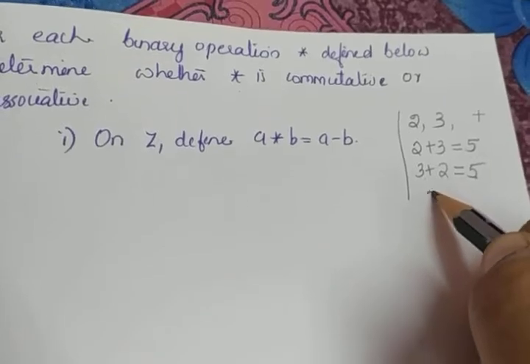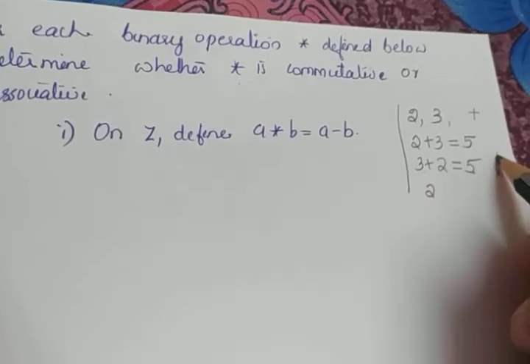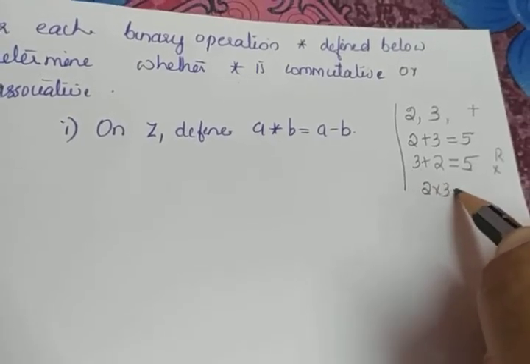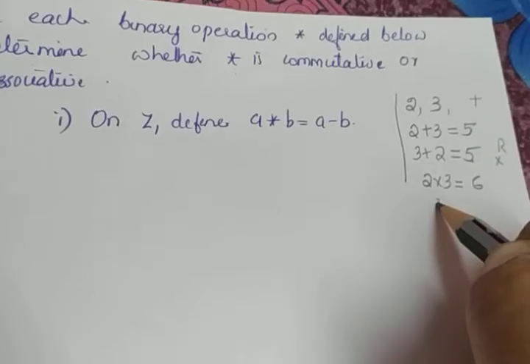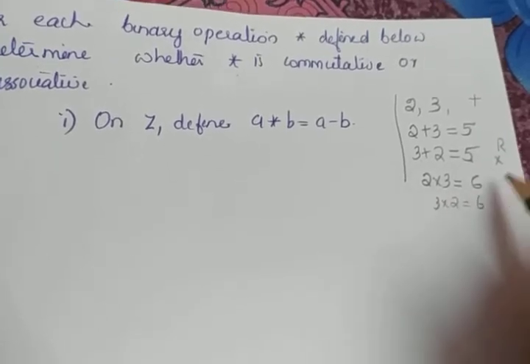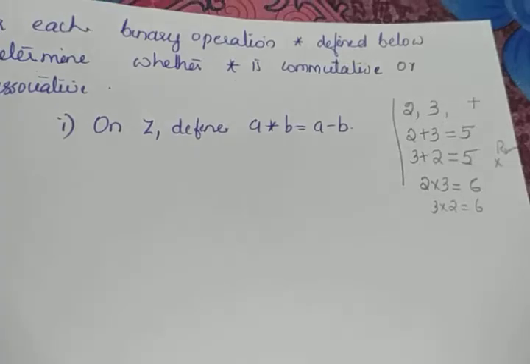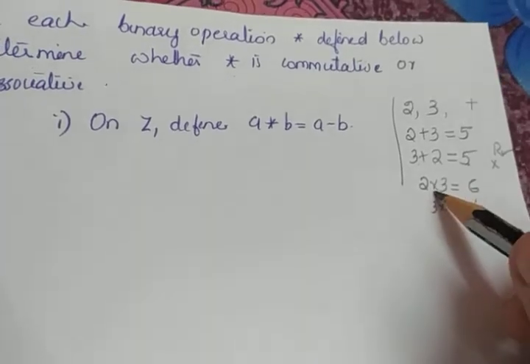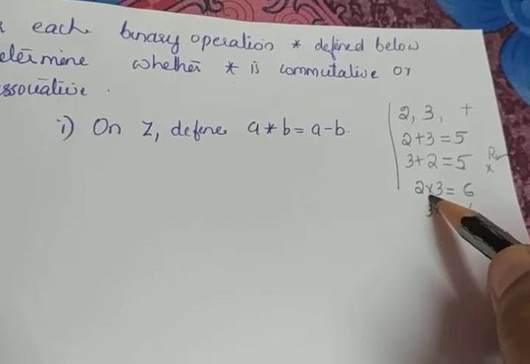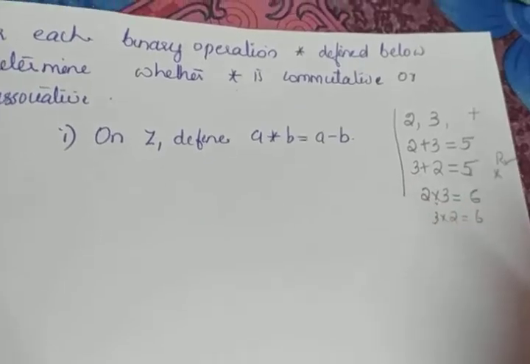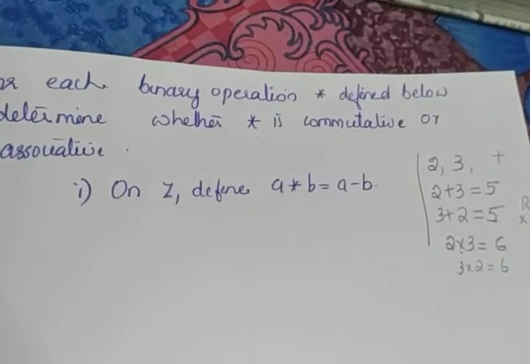Okay, same way if I take the operation as into on real numbers, 2 into 3. What is 2 into 3? 2 into 3 is 6. And 3 into 2 also gives you 6. It happens to all the numbers in R, real numbers. That means into is having commutative property. Same way we have to check whether star is commutative or not.